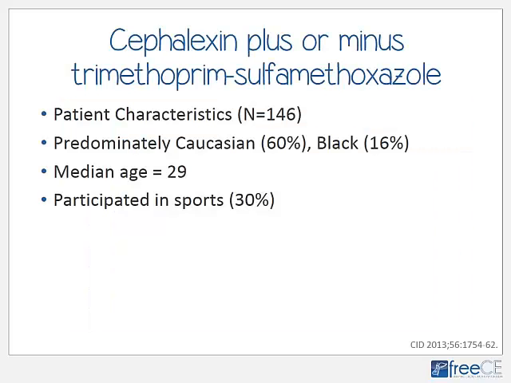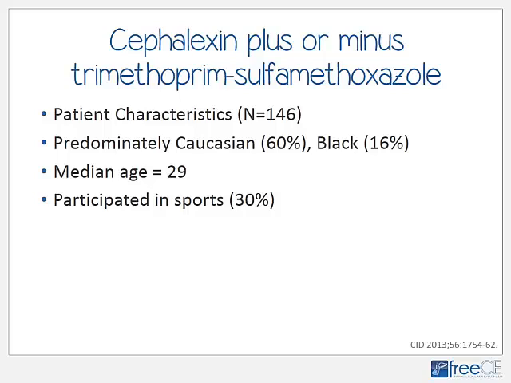So I wanted to share with you a study that was recently published in 2013 that takes a look at, should we be adding MRSA coverage to our general strep MSSA coverage? It's a study that took a look at using Keflex or cephalexin plus or minus trimethoprim-sulfamethoxazole.